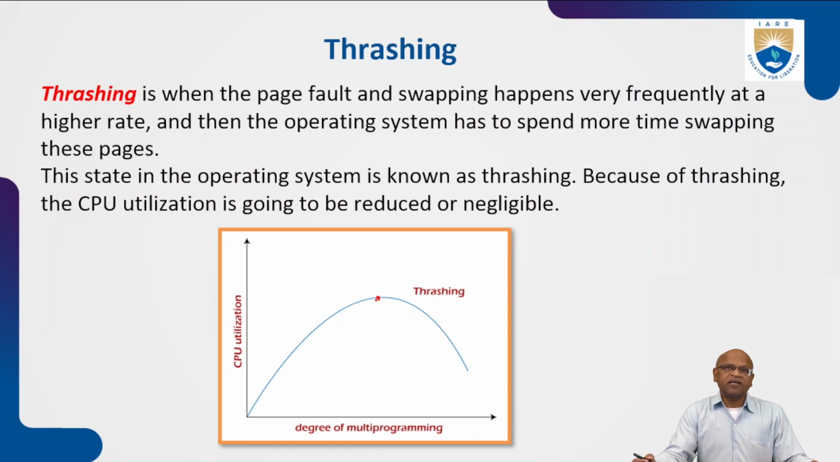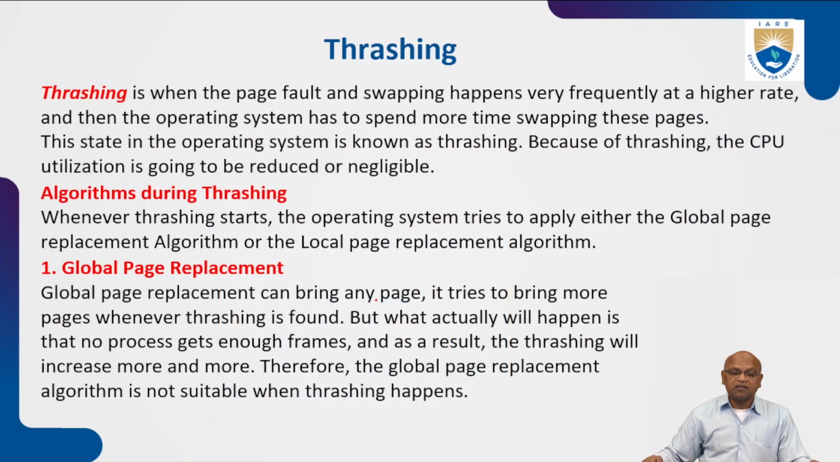Thrashing is when page faults and swapping happen very frequently at a higher rate. Then the operating system has to spend more time swapping these pages. This state in the system is known as thrashing. Because of thrashing, the CPU utilization is going to be reduced or negligible.